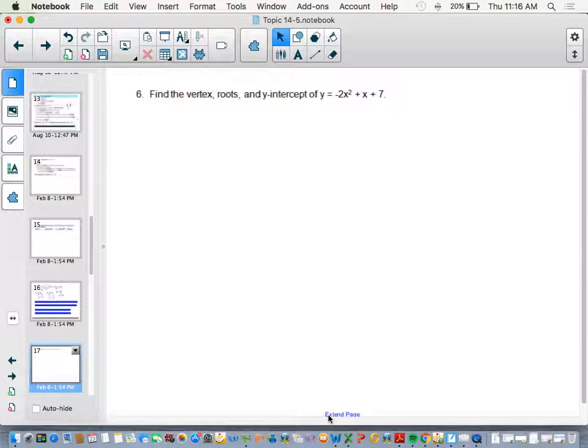So I want you to put this next one in y equals, and then look at your graph and figure out your vertex. If it's a minimum, you're going to go second trace 3. If it's a maximum, you're going to go second trace 4.